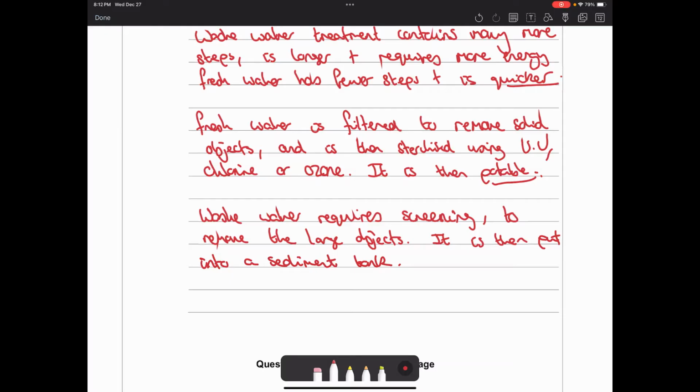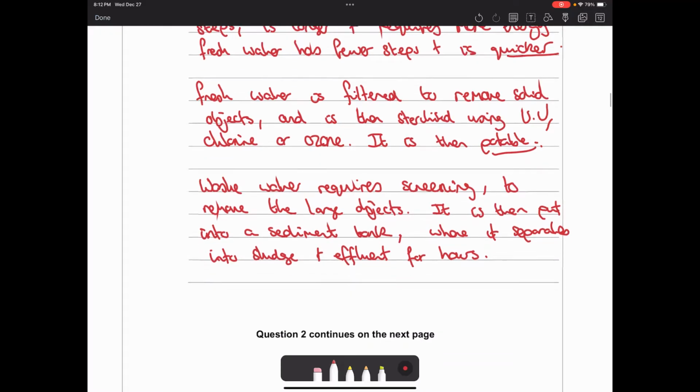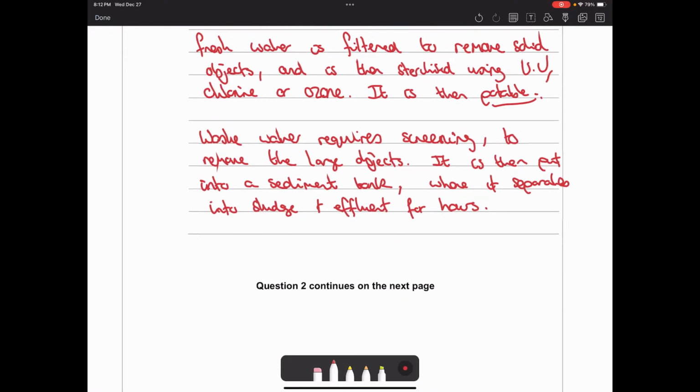Okay, so it's put into a sediment tank where it separates into sludge and effluent for hours. That's what takes a long time. It's got to separate out into the heavier, denser and less dense parts. Once it's separated, the sludge and the effluent are then treated differently.